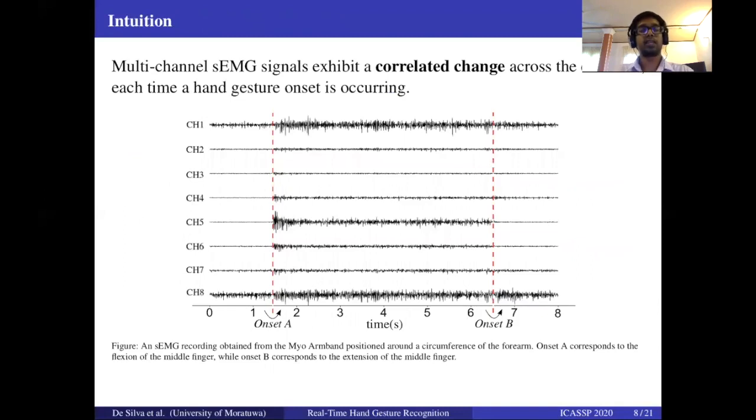With that, we can take a look at the intuition that we had behind our method. In this figure, you can see an sEMG recording obtained from the Myo armband positioned around the circumference of the forearm. And there are two onsets present in this figure. Onset A corresponds to the flexion of the middle finger, while onset B corresponds to the extension of the middle finger. And if you monitor closely, you can see that the signals exhibit a correlated change across the channels each time a hand gesture onset is occurring.